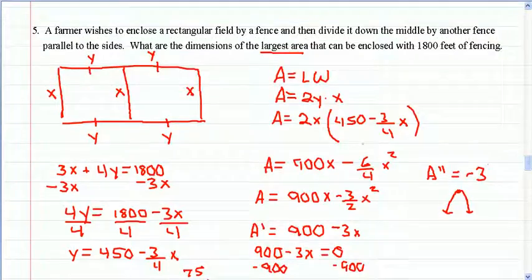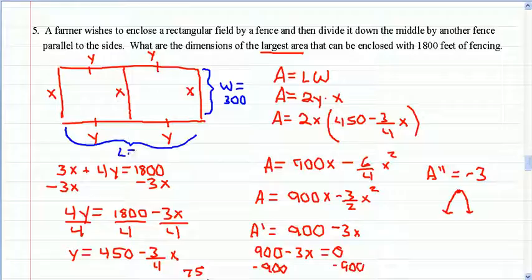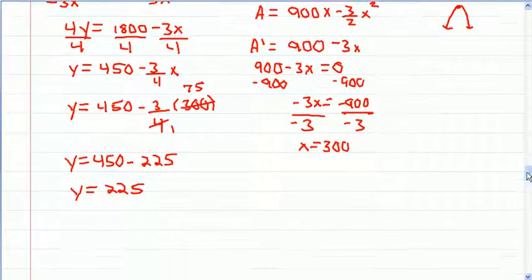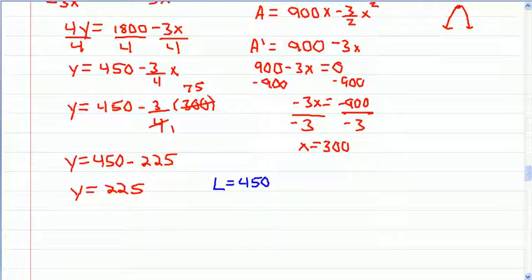So if I go back to the original question, the question is asking for what are the dimensions of the largest area. So if this is the width, it is equal to 300, and if this is the length, it is equal to 2y, which is 2 times 225, which is equal to 450. So the dimensions that give us the largest area are 450 and 300.